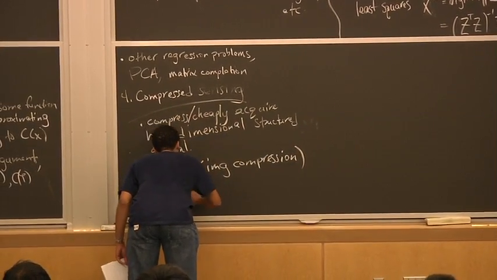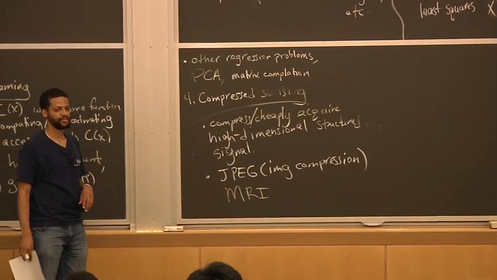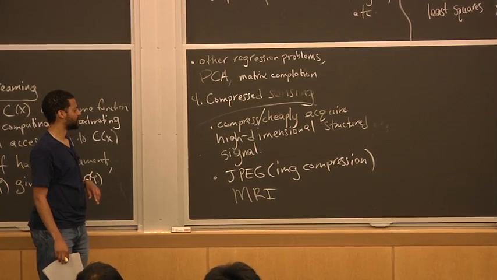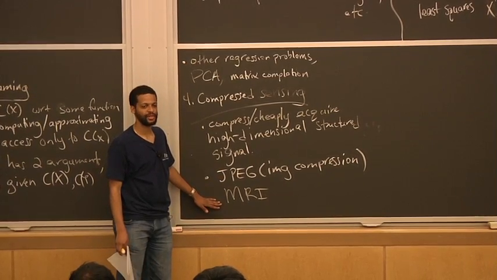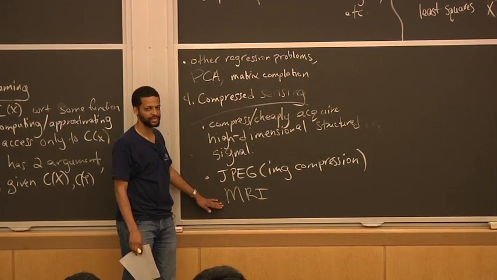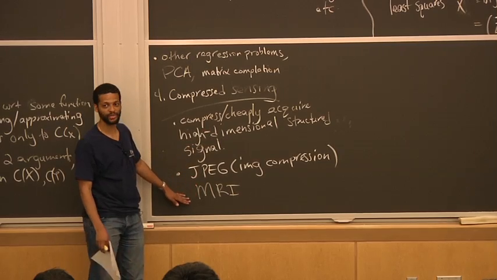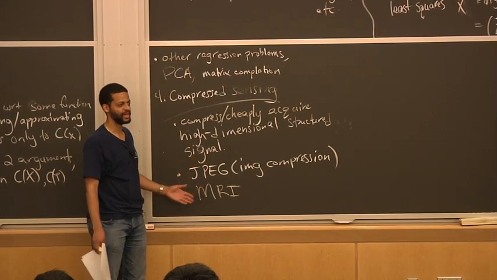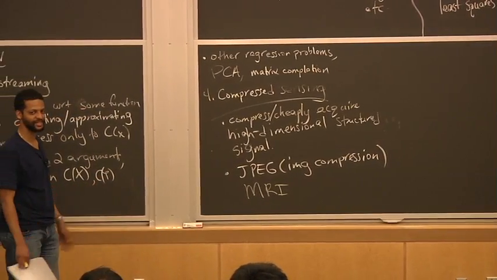Or MRI. The MRI machines are also taking some measurements, which are sparse in a certain basis. And here it's compression, here it's cheap acquisition, right? Basically, the longer your body stays in the MRI machine, the more measurements the machine can take. If you can take few measurements, that means you spend less time in the machine, which is ideal, I guess, especially if the person is, say, a little kid and you can't get them to stay still.